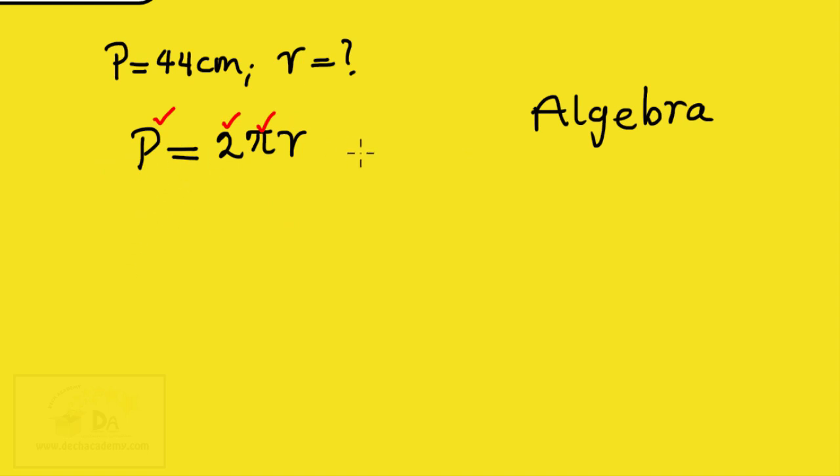So to change the subject of this equation, I'll just write it again. P is equal to 2 pi r. What you want is the radius on the left-hand side, so I can start by saying 2 pi r is equal to P, and I can divide both sides by 2 pi.